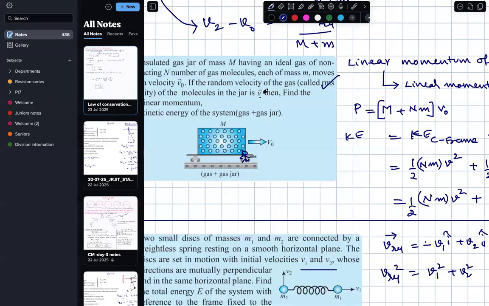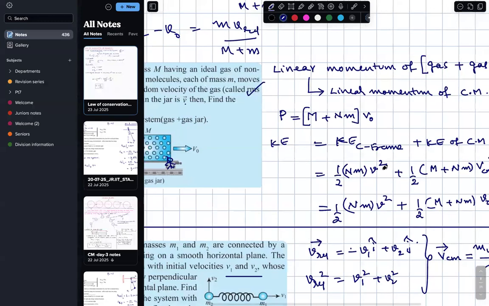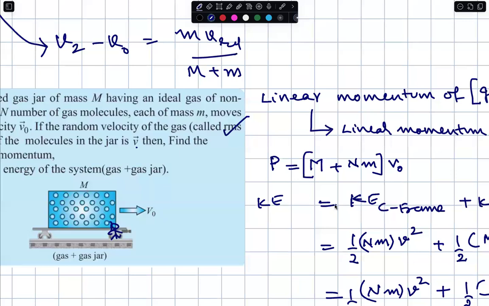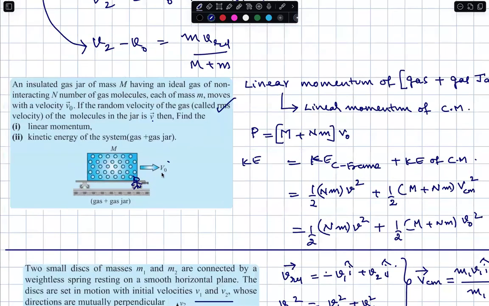Take this as V relative, then what comes is half nm V relative square. Next part, K of center of mass. Just now we have done, the total mass of the system is this and the velocity of the center of mass is V naught. Whenever V naught is given for a system, it is nothing but the velocity of the center of mass. That is what I have written over here. That's all. I have just substituted in the formula, Vijayalakshmi. I didn't do anything new.